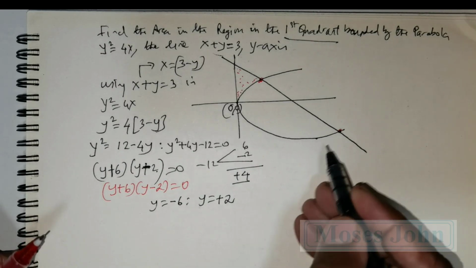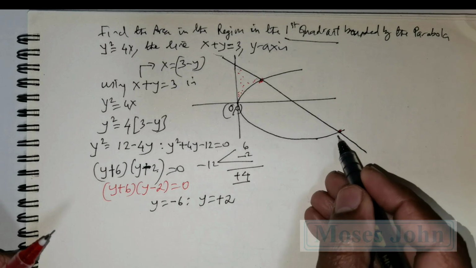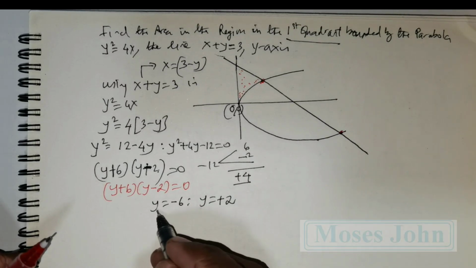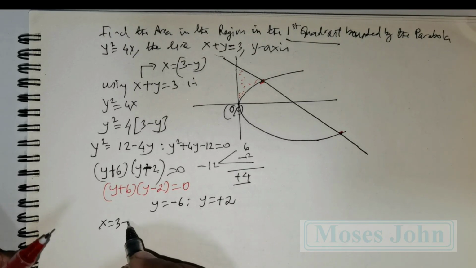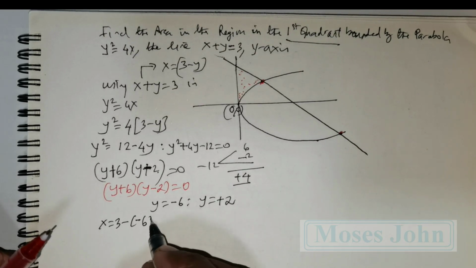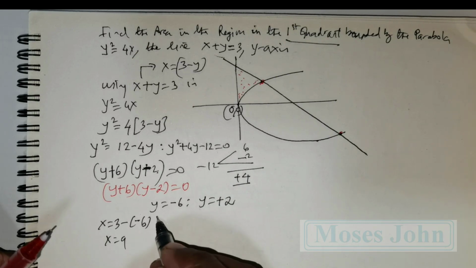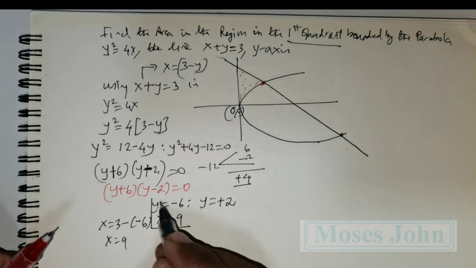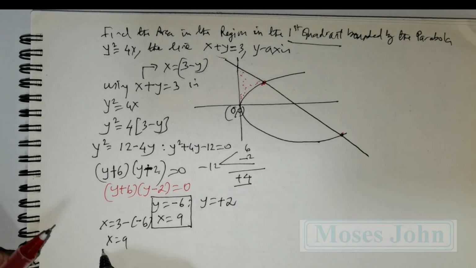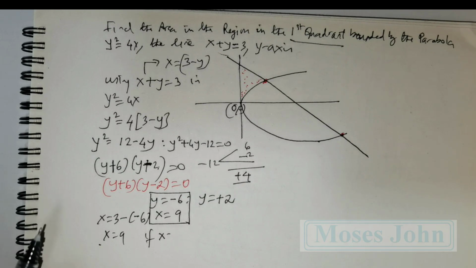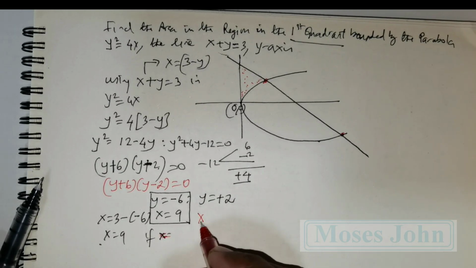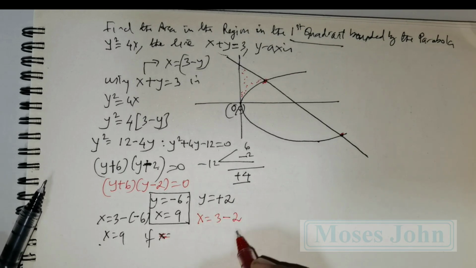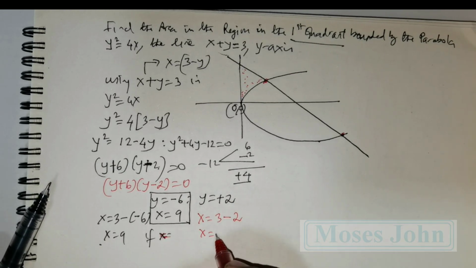Now y is equal to negative 6 will be somewhere over there. So if y is equal to negative 6, what would be the value of x? If I were to substitute negative 6 here, I would get x is equal to 9. So x will be equal to 9 here. Now when y is equal to positive 2, what will be the value of x? x is equal to 3 minus 2. That would mean x is equal to 1.